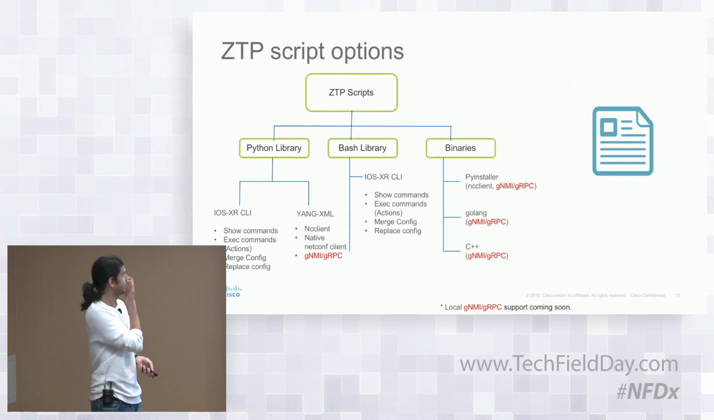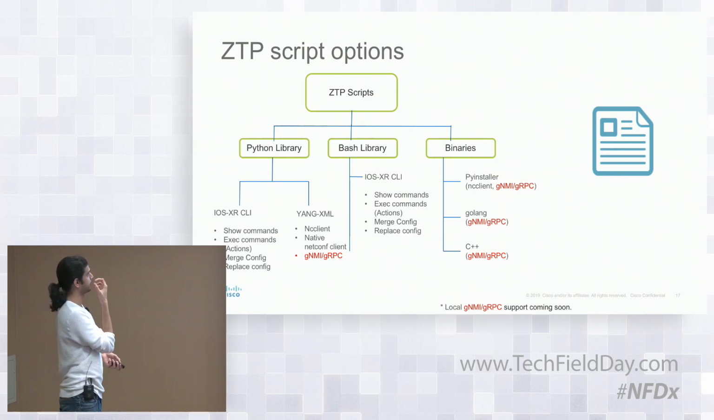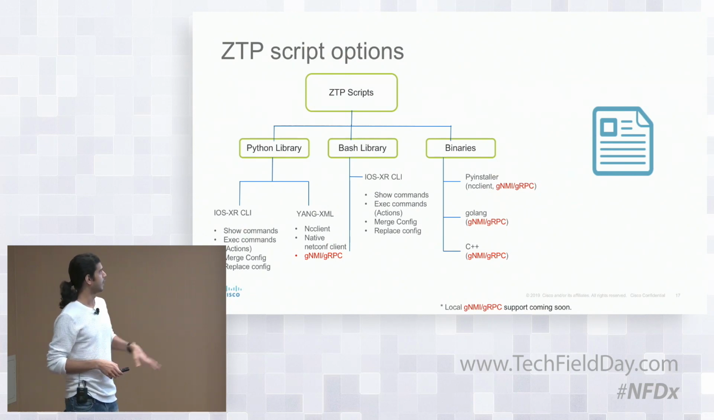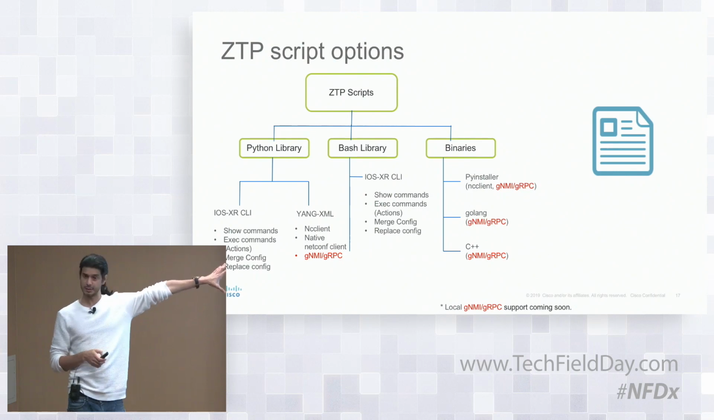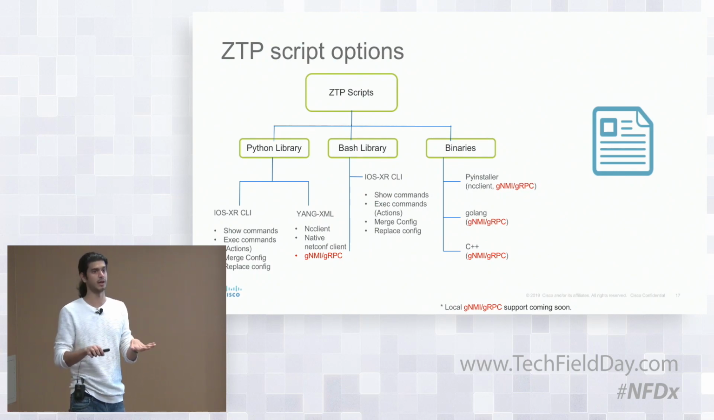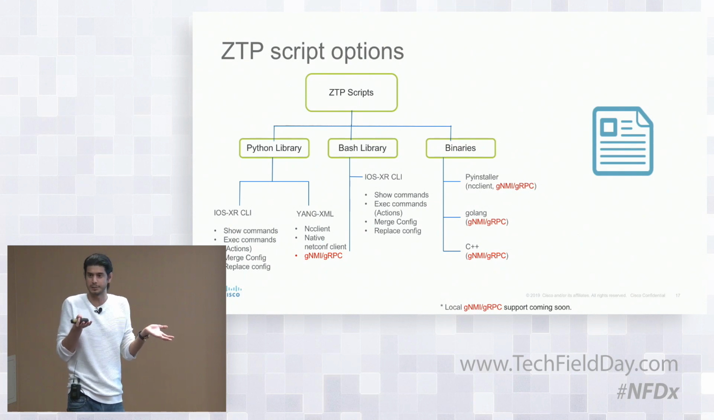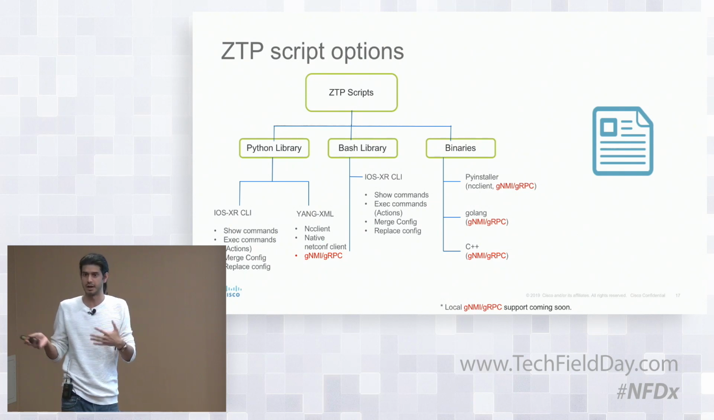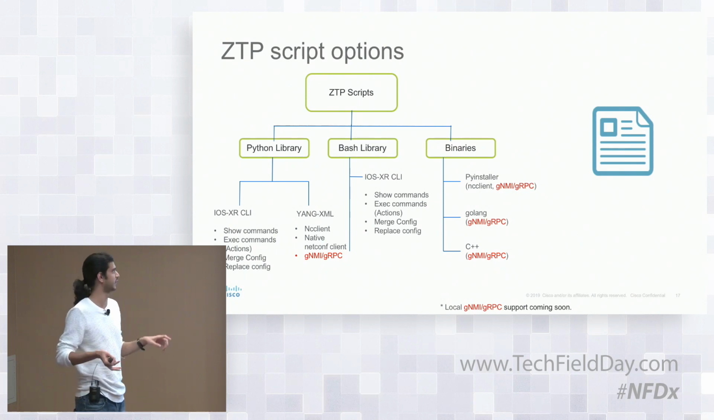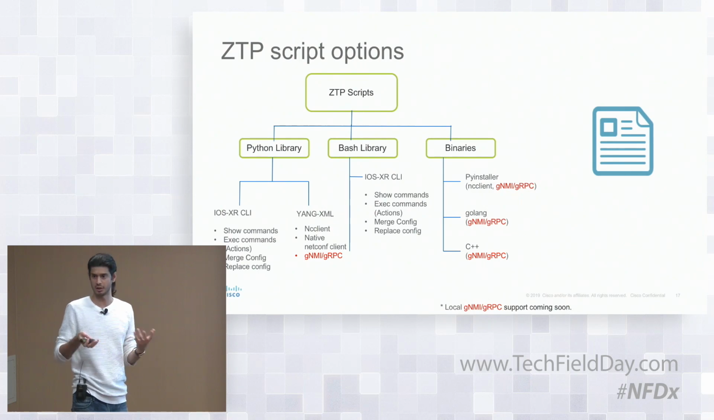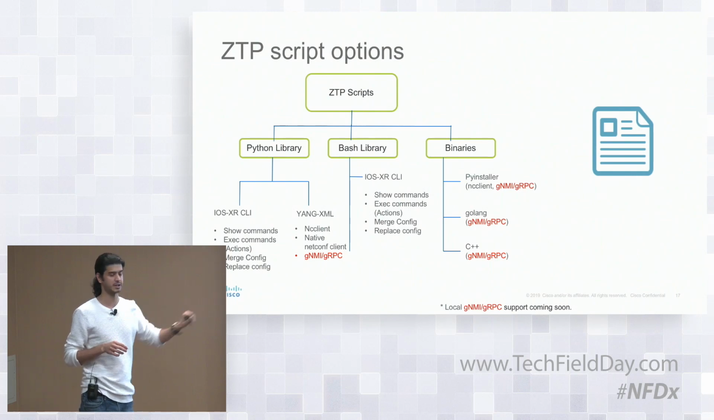Now, in addition to that, when you start looking at the ZTP script options that are available, we started off initially with just the bash library, right? The bash library allowed you to do everything that you can do with IOS XR CLI, and basically add a bunch of things around the capabilities you would typically expect with tools like Napalm, etc. So merging config, replacing the config, show commands, exec commands, which are called actions in the netconf parlance. And we added all of that to the bash library.